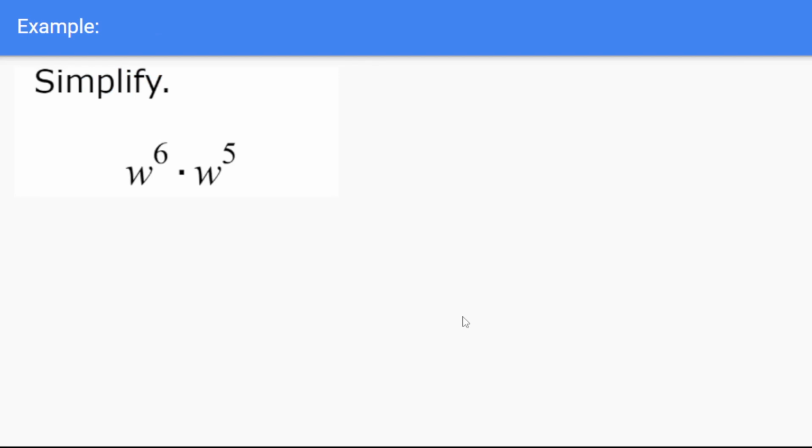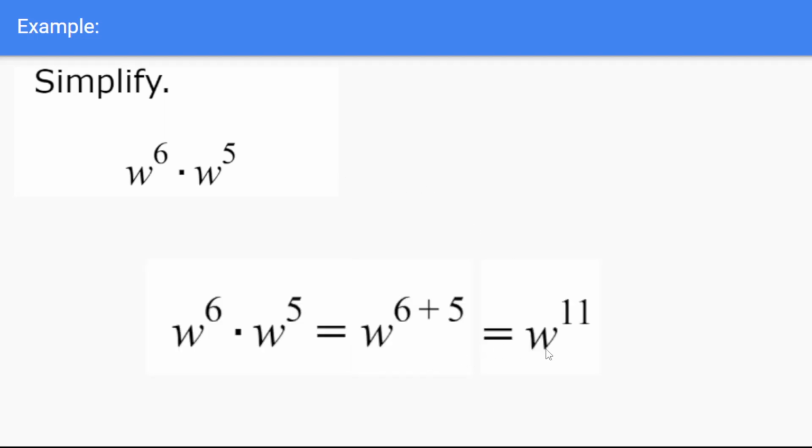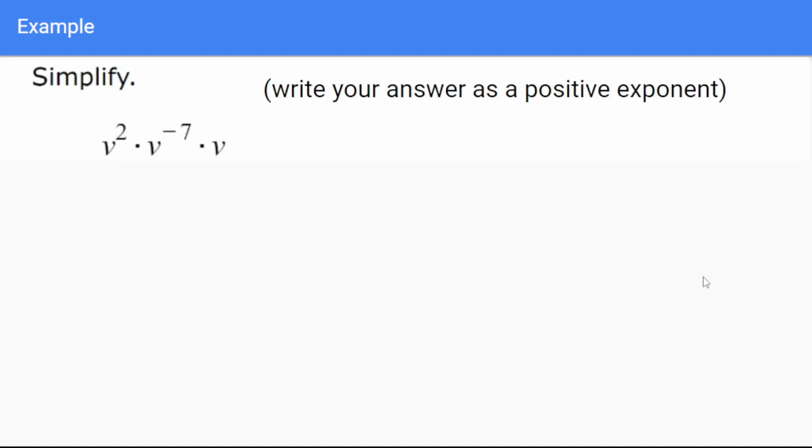Let's look at an example. w to the 6th times w to the 5th, right? What do we do? We simply add the exponents. 6 plus 5 is 11. So your answer is w to the 11th power. It doesn't get any easier than that, does it?